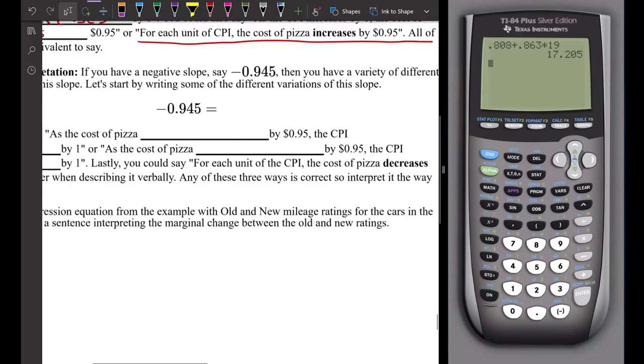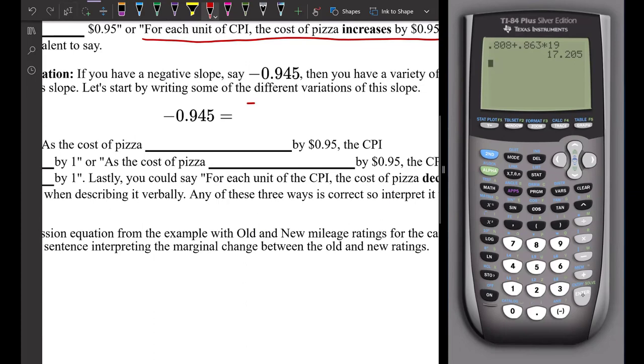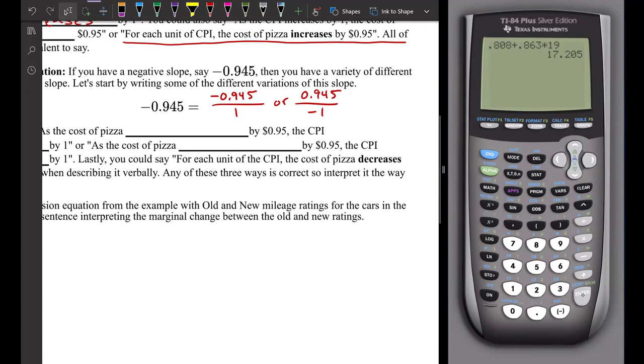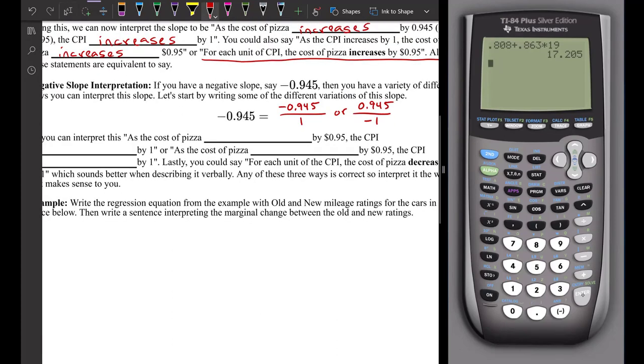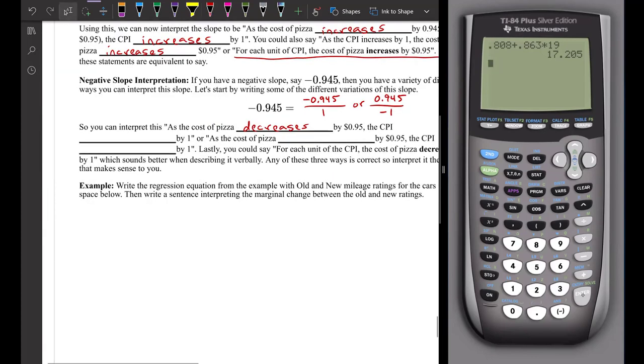Well, you can actually write this one of two ways. You could write it as negative 0.945 over positive 1, or you could write it as positive 0.945 over negative 1. You can pick whichever way you want as far as that representation. So if you're using that first way, you would say, okay, since it's negative 0.945 on top, as the cost of pizza decreases by 95 cents, the CPI increases. So with a negative slope, they're going different ways.